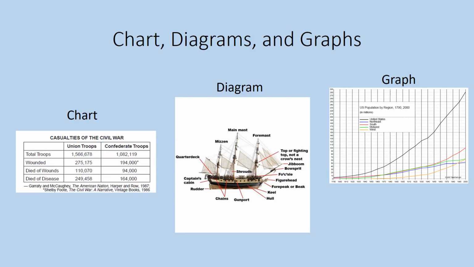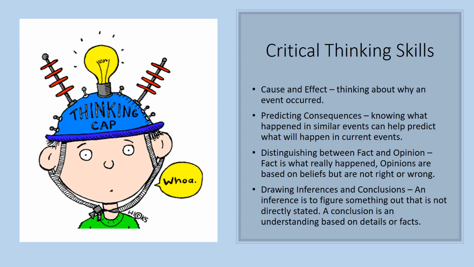Another tool that historians use is their brain. Critical thinking skills. They study cause and effect, which is thinking about why an event occurred, predicting consequences, knowing what happened in similar events in the past that can help predict what will happen in current events. Distinguishing between fact and opinion.